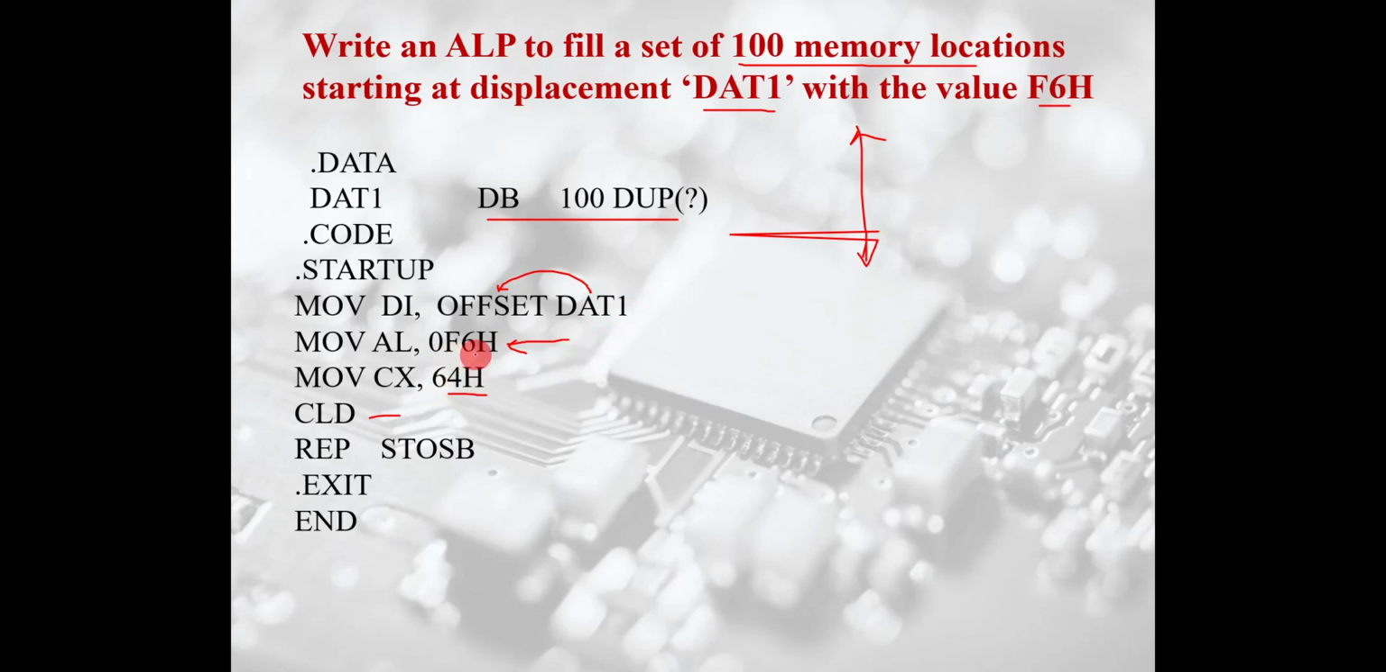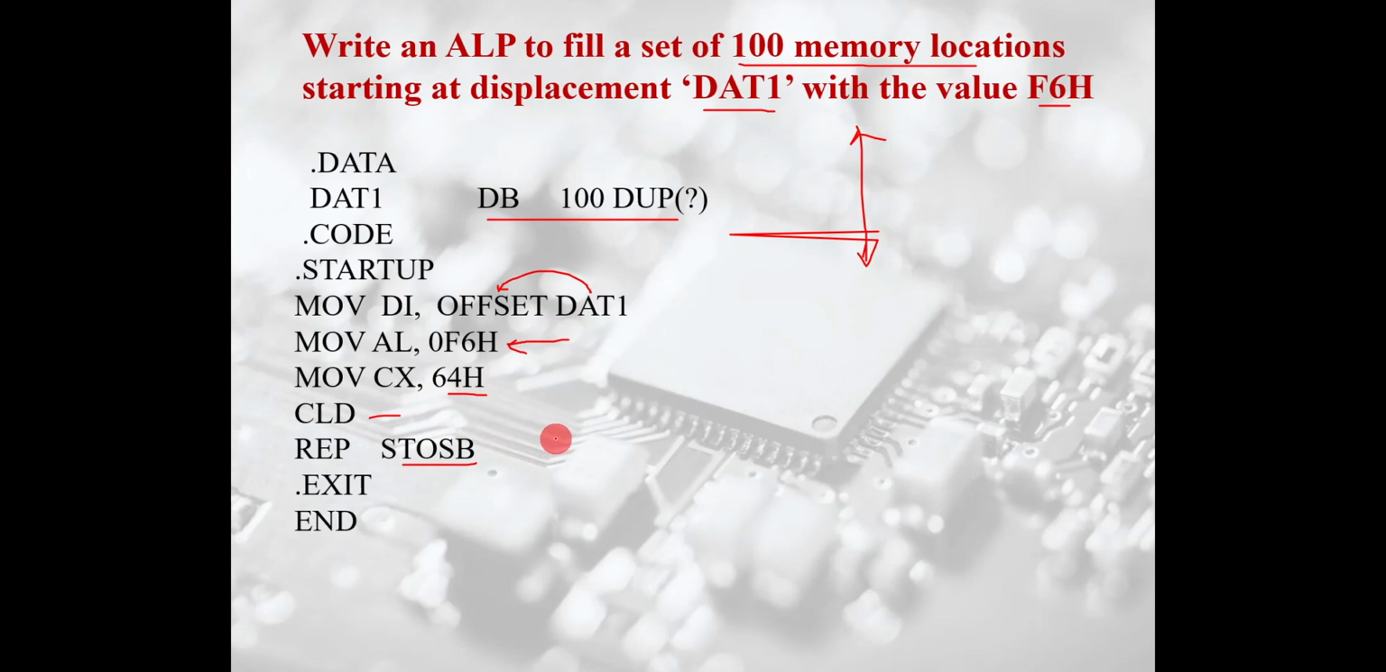will be written, since it's a store operation. Then I have written CLD, so it will automatically increase the DI value by 1, and then keep repeating it till the CX value comes to 0. Every time this repeat happens, the value of CX will be automatically decremented. So this can be done.